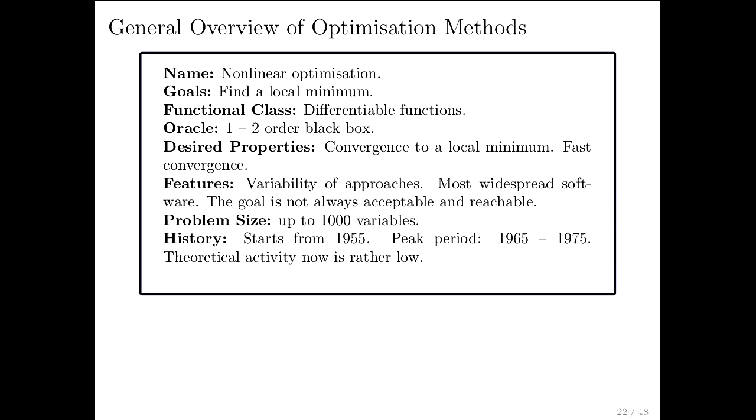There are different methods and software, and we can solve problems with thousands of variables. If we are careful and use the structure of the problem, we can solve larger problems. Again, it started in the 50s, and peak theoretical contributions were till the late 70s. The theory is fairly mature now in this area. There are certain bits and pieces that people are interested in now, but the general theory is fairly mature.